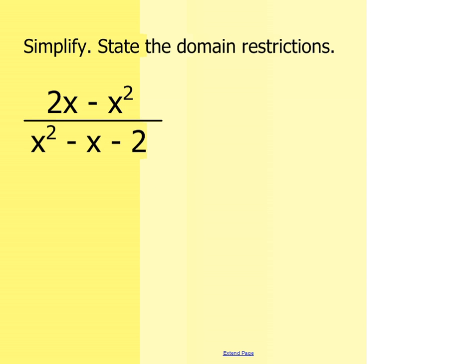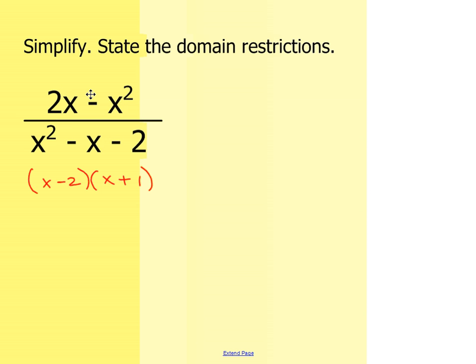Alright, final example. This one is not currently written in standard form. Some people like to go ahead and put it in standard form first. For me, I'm going to go ahead and factor the denominator and see what kind of factors I'm possibly looking for that would cancel out. So when I factor the denominator, this one factors into x minus 2 and x plus 1. So if I check it, x times x is x squared. Negative 2x plus x is negative x. Negative 2 times 1 is negative 2.